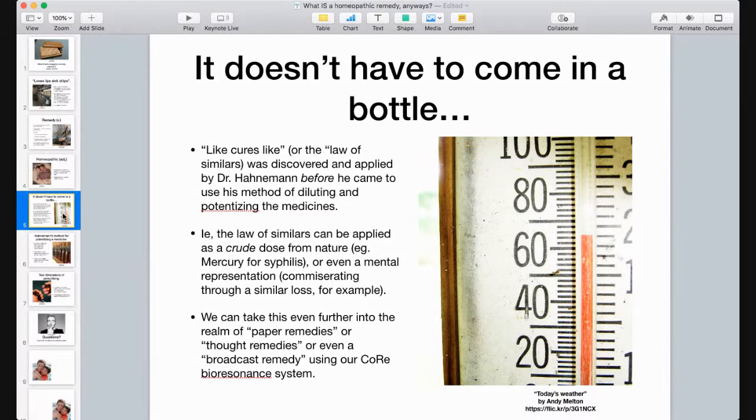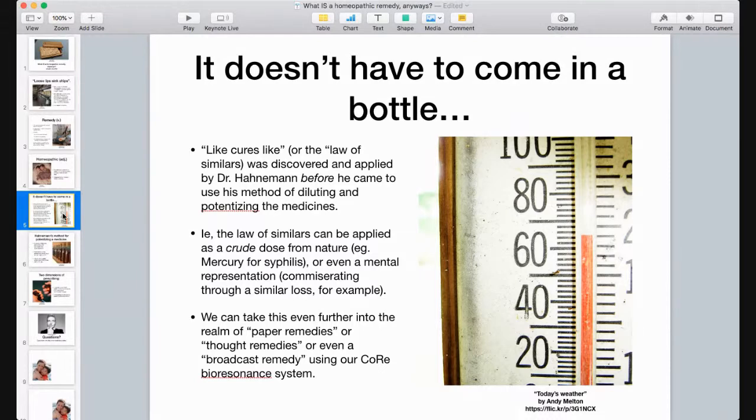This is what Dr. Hahnemann realized, even before he came to our modern understanding of homeopathic. He was applying the law of similars even before he was using the potentizing method. So in other words, if we think back to Hahnemann's time and before, the venereal diseases were quite rampant, and especially syphilis. And it was a discovered or known remedy that mercury was widely used as the specific remedy to treat syphilis.